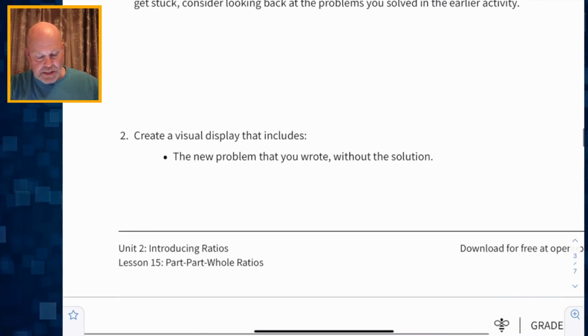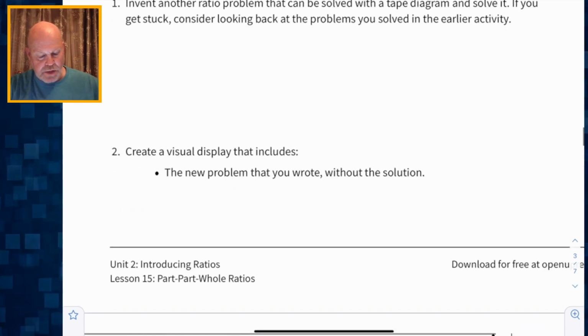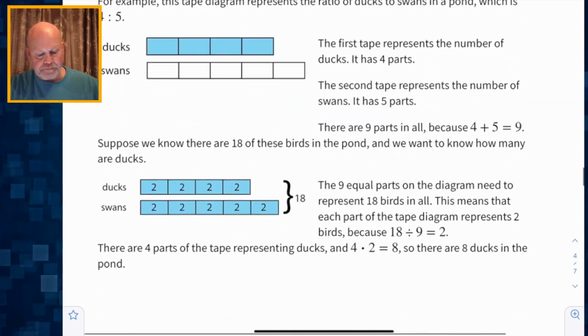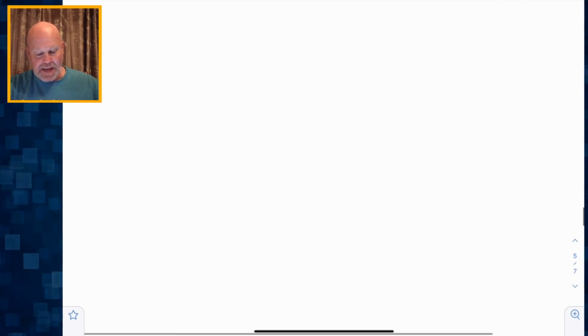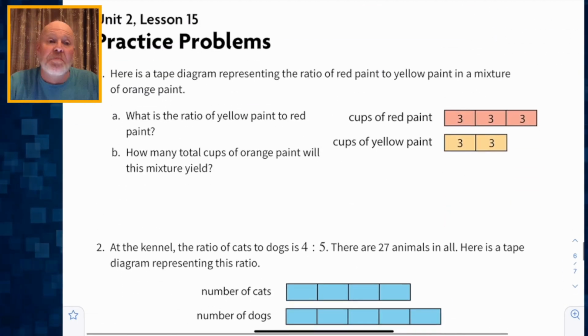And we can just skip through the inventing your own. Look through the lesson summary. It's a beautiful lesson summary. And let's dig into some practice right now.